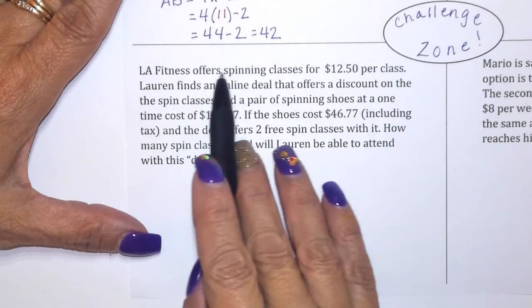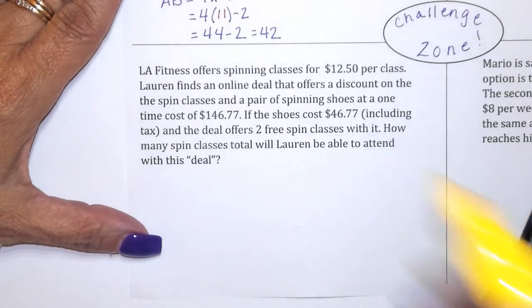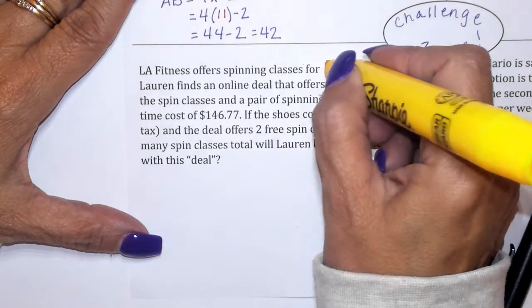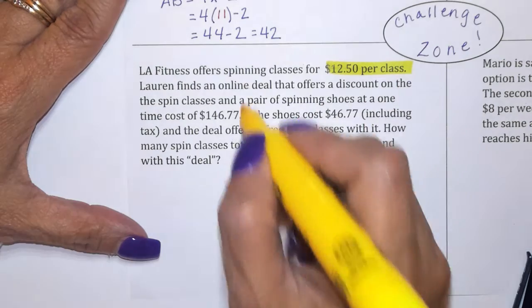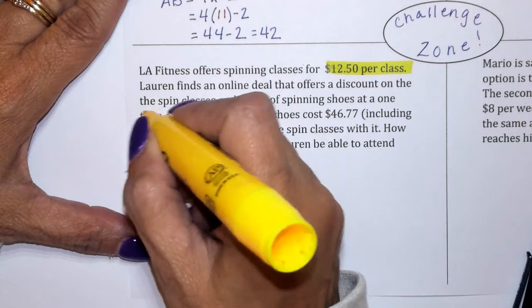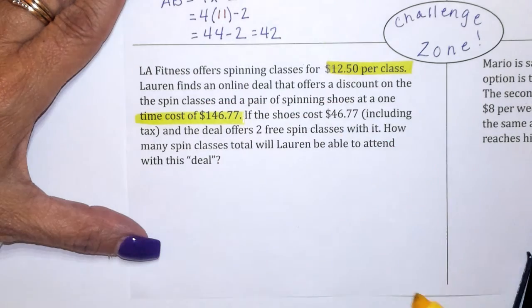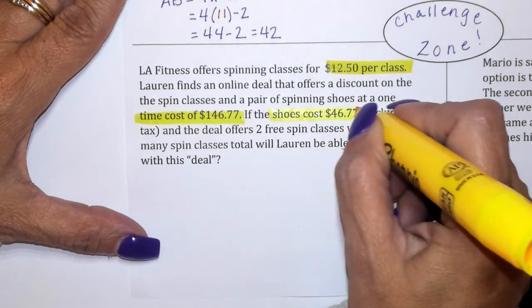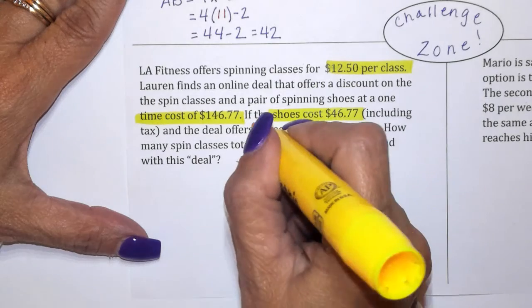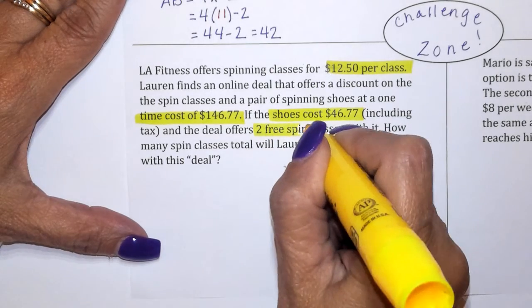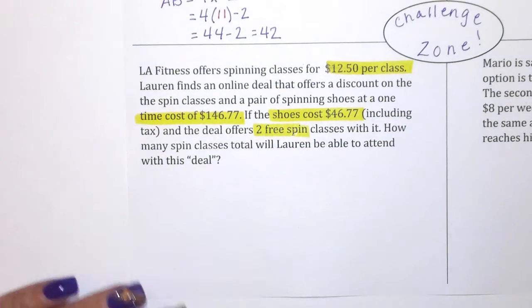Okay, LA Fitness has offered spin classes for, I'm going to highlight it. The spin classes are $12.50 each. She is a one-time cost. I'm going to highlight that. And her shoes are $46.77, including tax. Oh, and we're getting 2 free spin classes with it. I'm just going to put 2 free spin. Let's see what we can do.